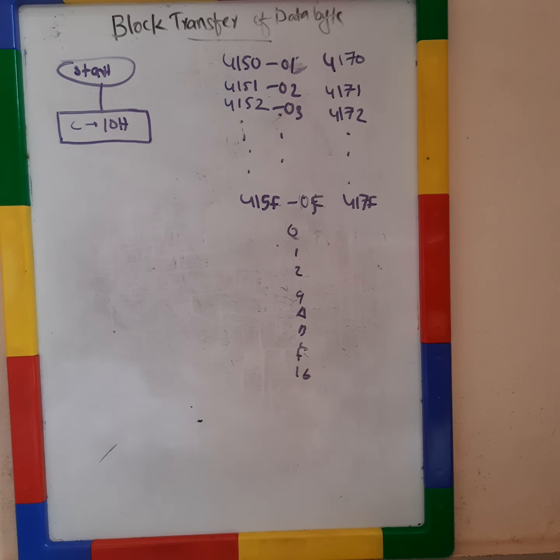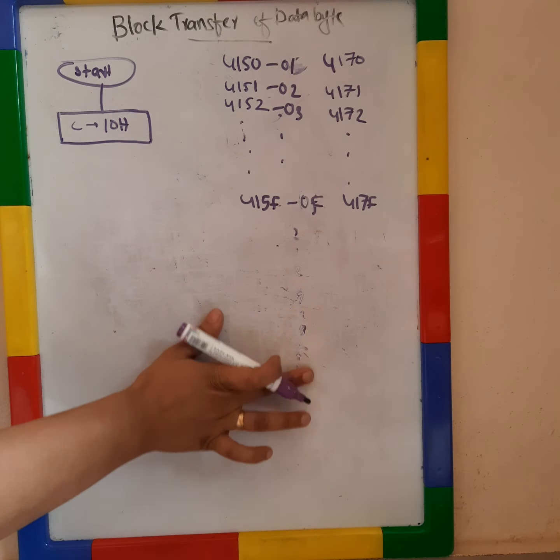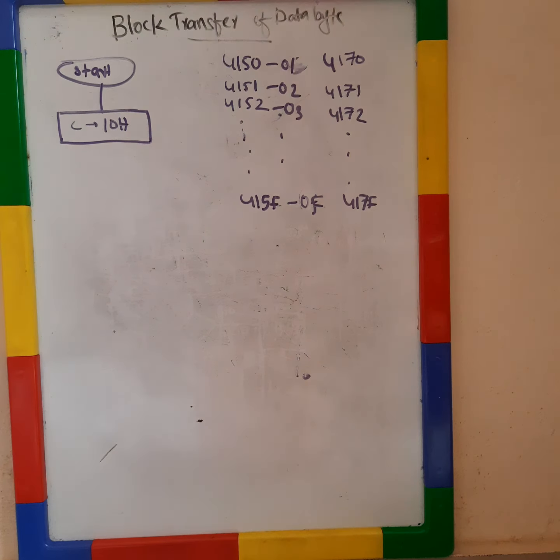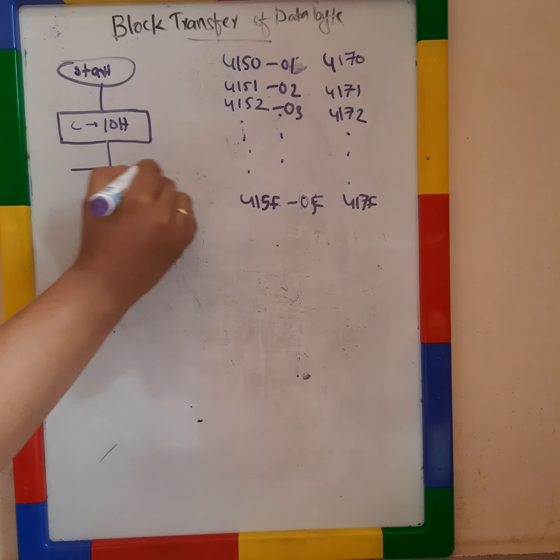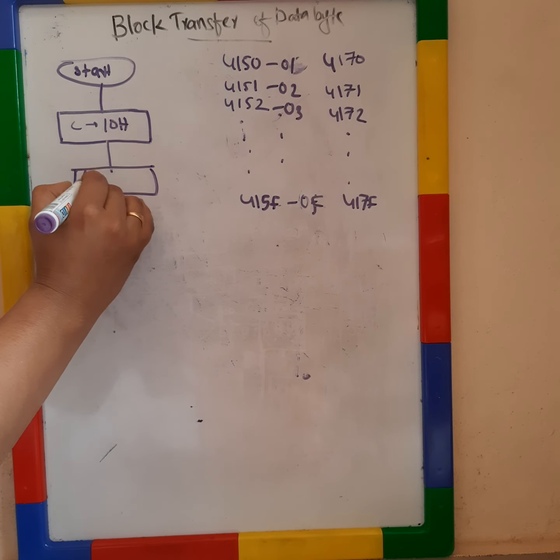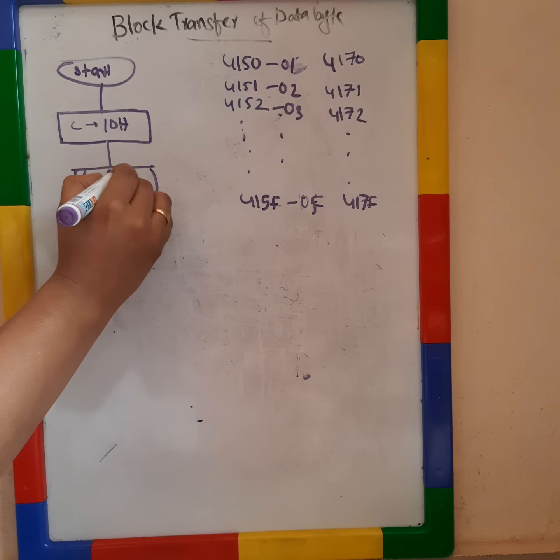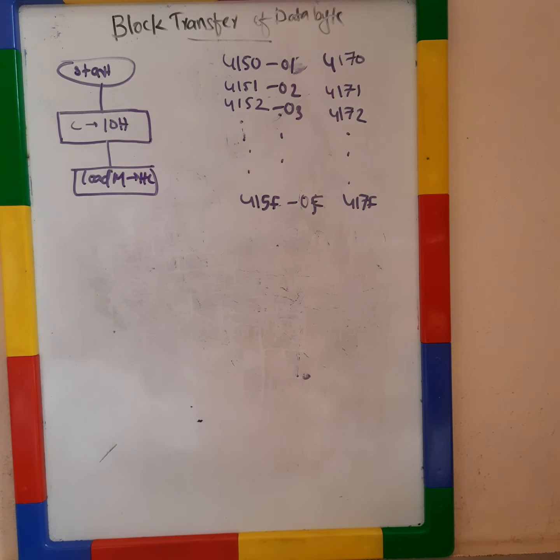Okay, now this is the counter actually, and we will decrement it to count how many data we have copied. After that, first we will load the address of memory location 4150 into the HL pair. Now the HL pair contains 4150.